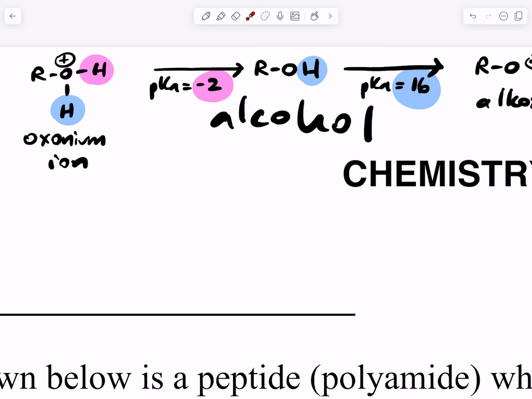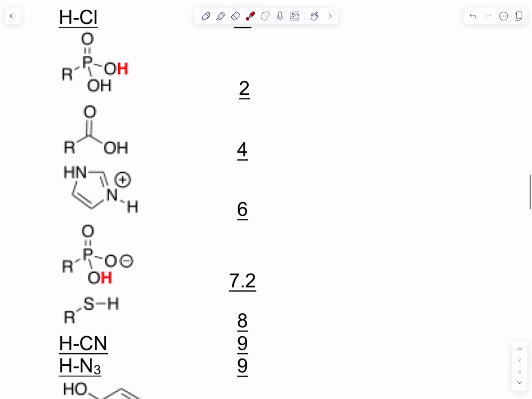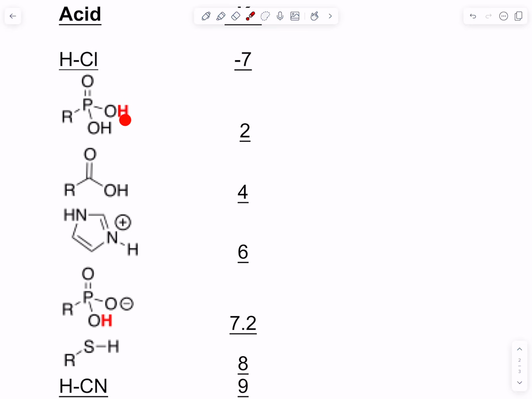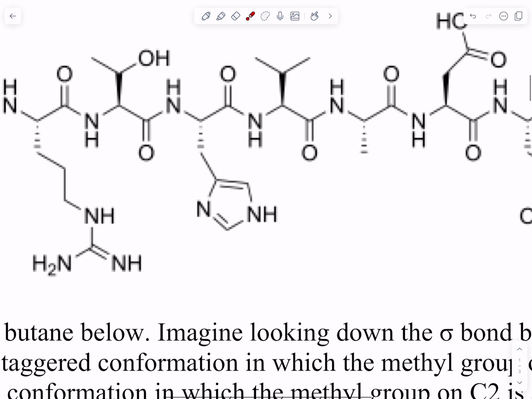What I meant is that the pKa shown on the chart at the end of the quiz always refers to the loss of that proton. For example, for this imidazolium ring, the pKa of 6 refers to losing this proton to become neutral. Some people might ask the question, what is the pKa for this gaining a proton? I understand what you mean, but that's the wrong question.